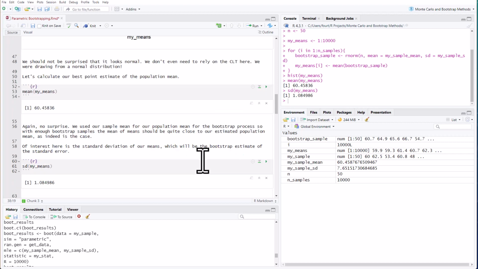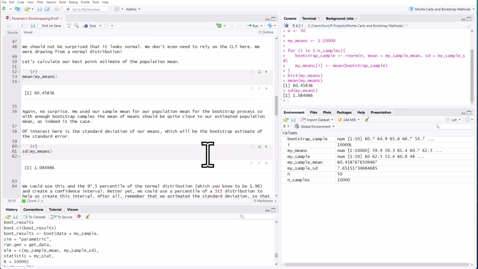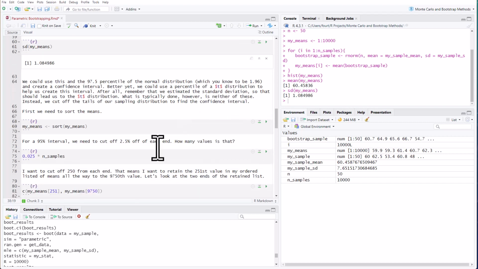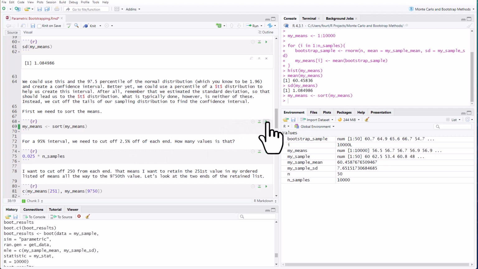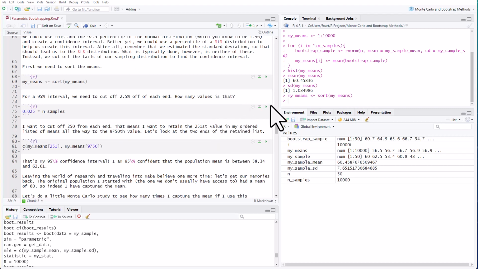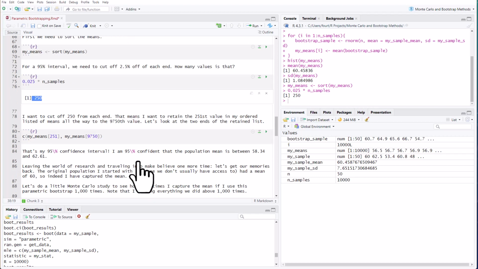Instead, we take this sampling distribution of the means and we cut off the tails of that distribution. So to do that, the first thing I need to do is sort my means. I'm going to sort them. Now for a 95% interval, how much do I need to cut off? So what I want to take is the middle 95%. So I'm going to cut off 2.5% off each end. I have 10,000 samples, so that's 250 off of each end.